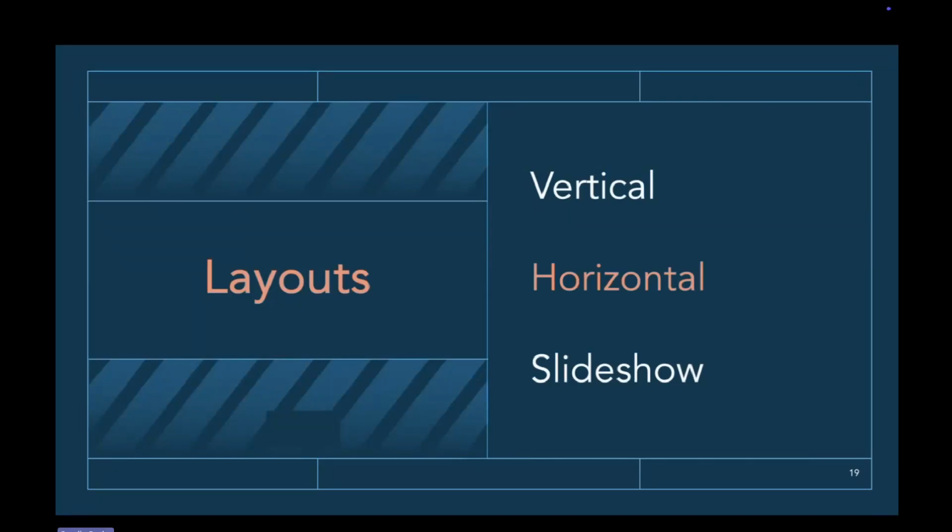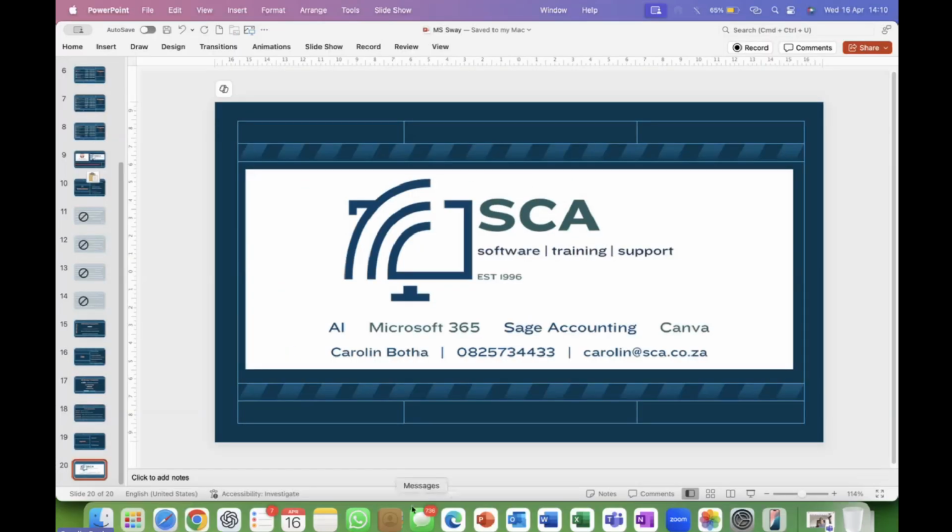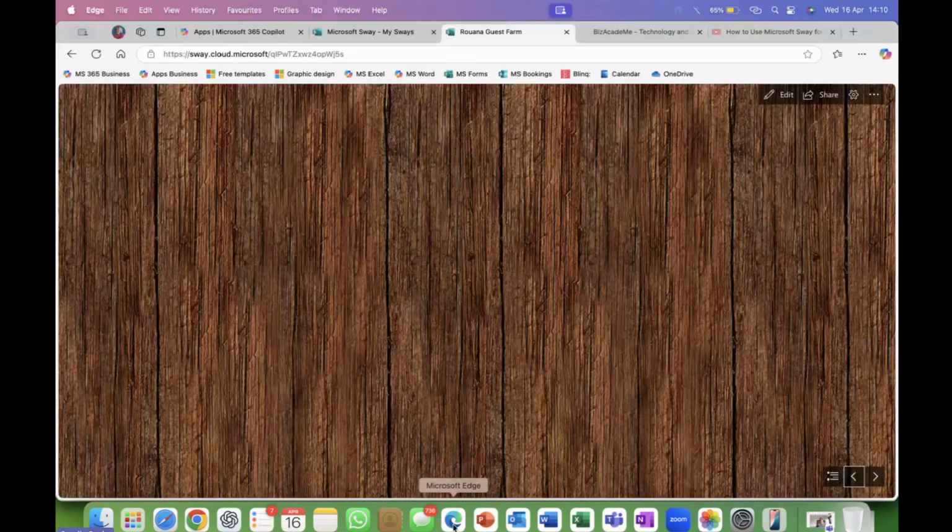Then last but not least, if I'm not mistaken on my slides here, you get different layouts, and I'll show you where to choose the layout. It can either be vertical or horizontal, or it can be in a slideshow format. The Rwanda guest form I showed you is in a slideshow format. So it's not slides, it's once again all the cards just being put together. There you go. Let's go for the actual Sway.